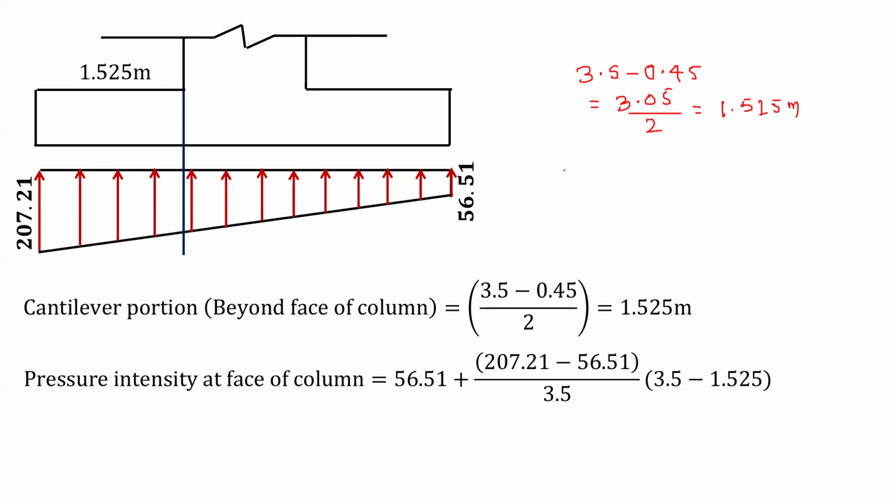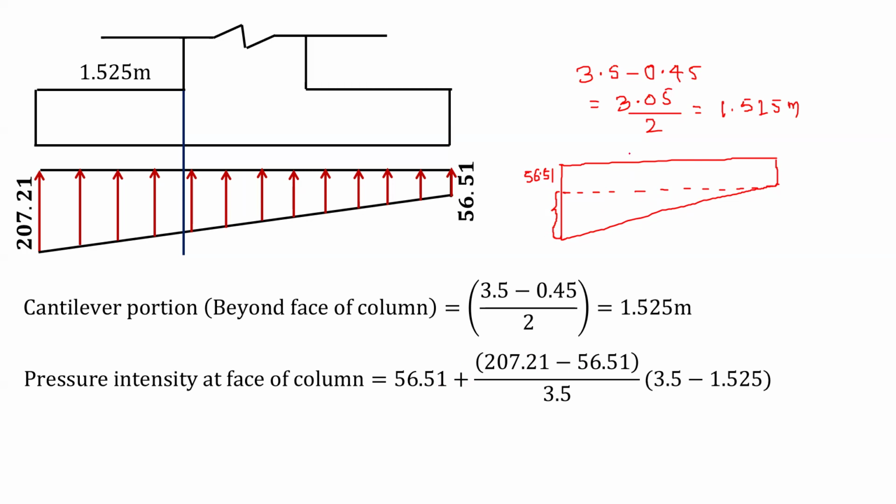I have mentioned here. So if I draw this diagram on this side, we are in this fashion. So now we are converting into rectangle and triangle. So we have this triangle, rectangle 56.51. So we have 56.51 plus. Now we have this difference, 207.21 minus 56.21, now divided by 3.5. So we will have this triangle.